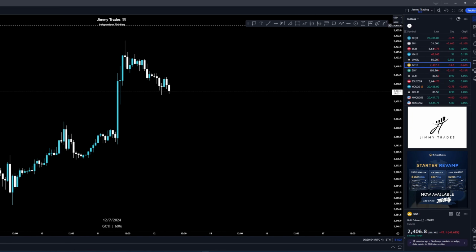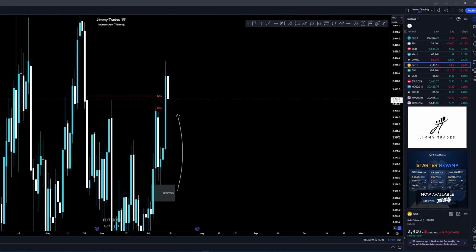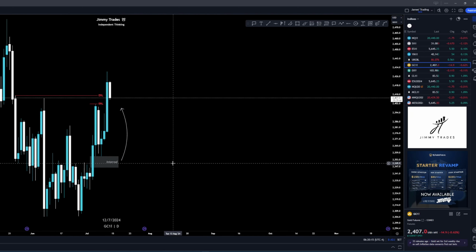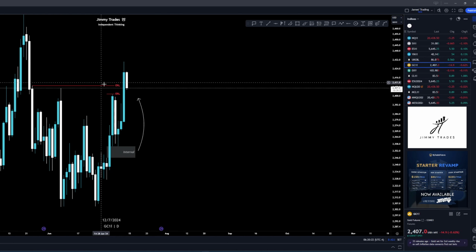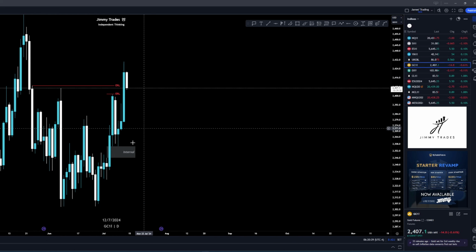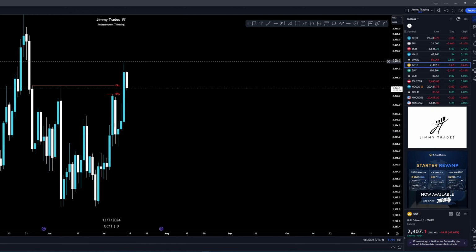Okay, let's have a look at gold. So gold, we actually reached our target yesterday. Our bias was correct and we met our objective. Both these levels were swept. So we can now anticipate price to move lower, which it is.